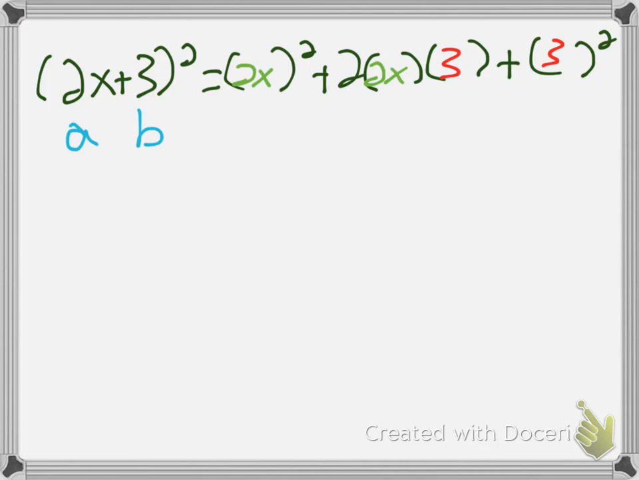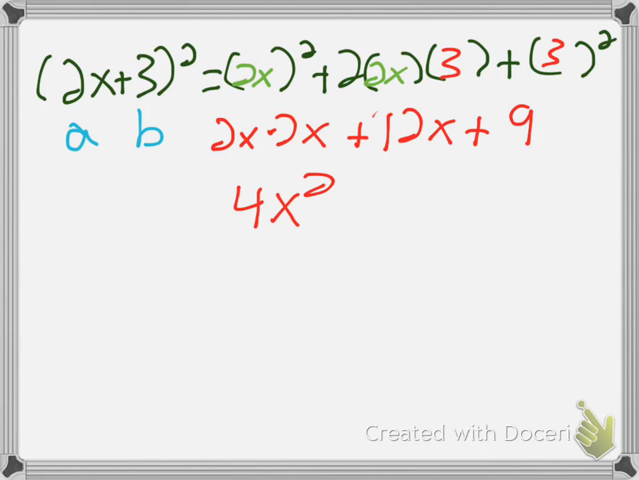See how it just sets it up so nicely. Then 2x times 2x, I'm going to show my work here. 2x times 2x plus, so 3 times 2 is, sorry, 12, 12x plus 9. So this shows why it's 4x squared plus 12x plus 9. See how easy that was once you set it up well?